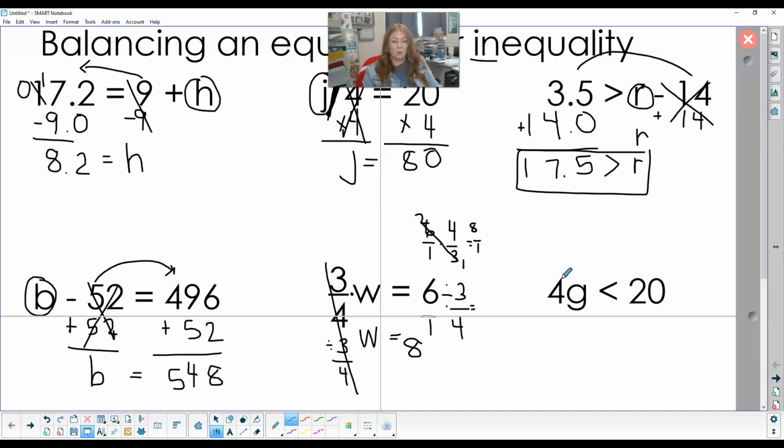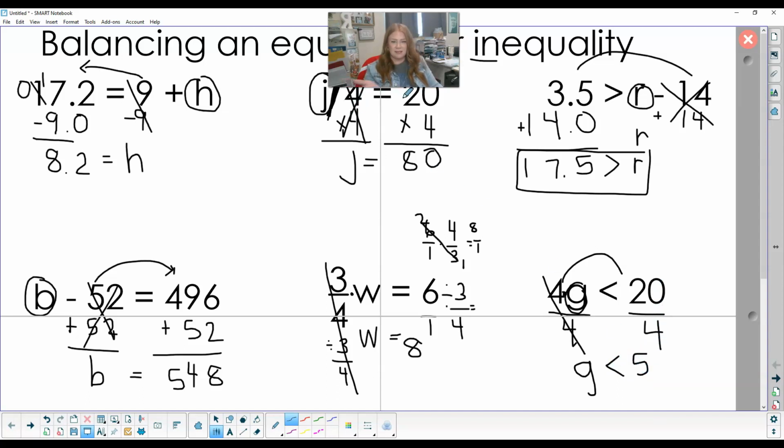So here we have 4 G's. They're all right together, so it's multiply, just like this one was. I want G alone, so I need to move 4 to the opposite side. So divide by 4 on both sides. That cancels out, so I'm left with G here. Bring my symbol down. 20 divided by 4 is 5.